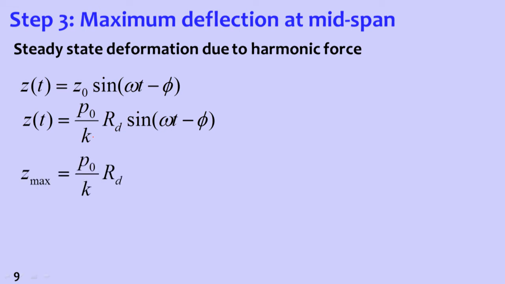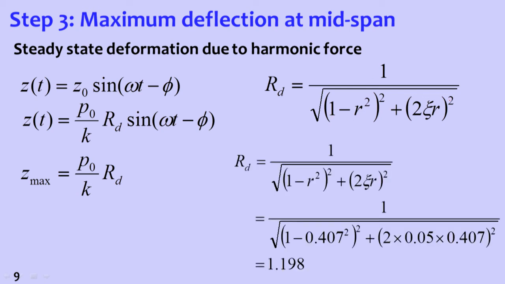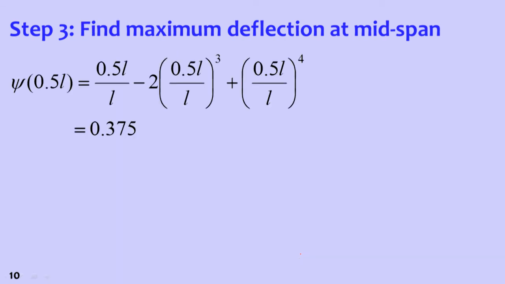Now for Z max, the sinusoidal part will disappear, as its maximum value can be plus 1. So if we remove that, we get Z max is equal to P0 by K into RD. RD, we know, is 1 by square root of (1 minus R square) whole square plus (2 zeta R) whole square. Now if we substitute the R value in this one, we get 1.1988 as RD. Then the maximum deflection at midpoint: according to the deflection profile, in the equation we substitute x is equal to L by 2, and we get 0.375.